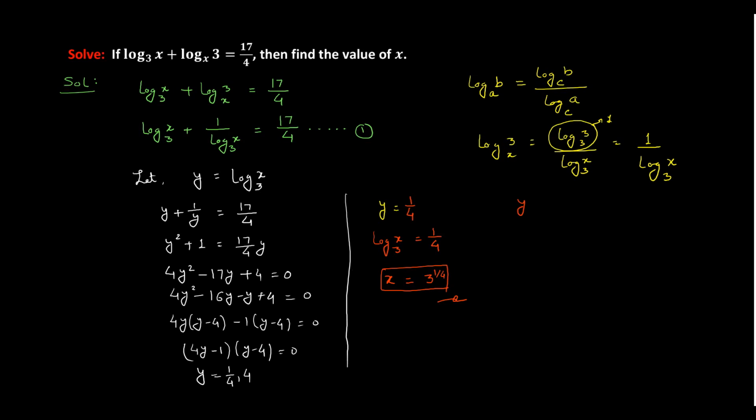And we will substitute another value of y as y equal to 4. So we will write it as log of x to the base 3 equal to 4. So here we can say x is equal to 3 to the power 4. So these are the two values of x we will get. So we will get two possible solutions for the given expression.